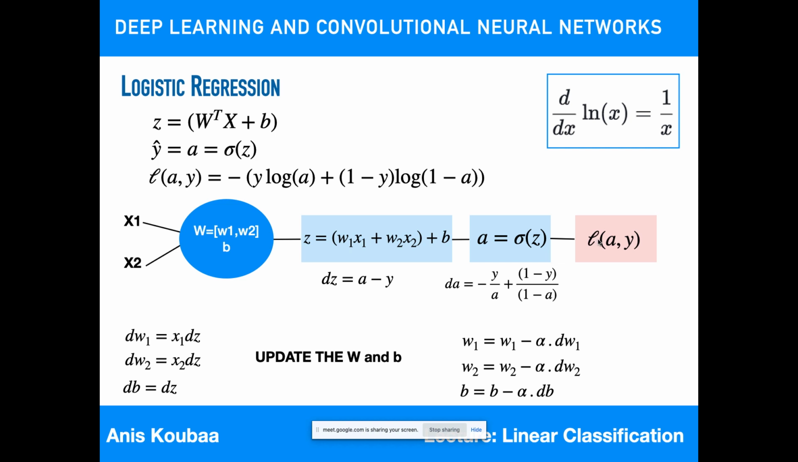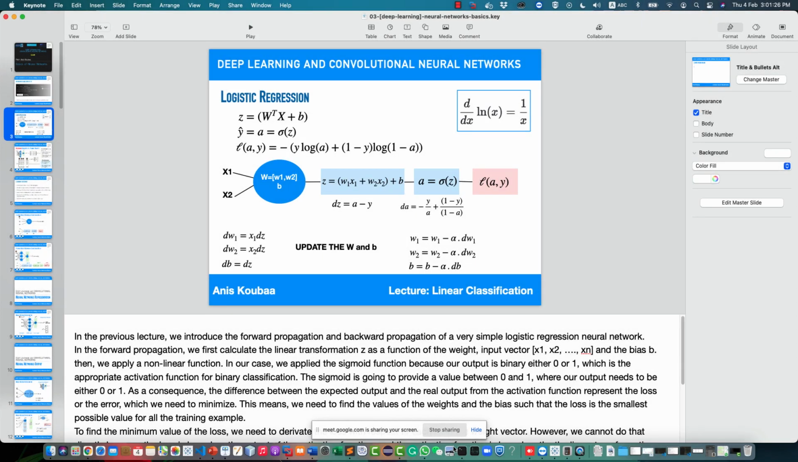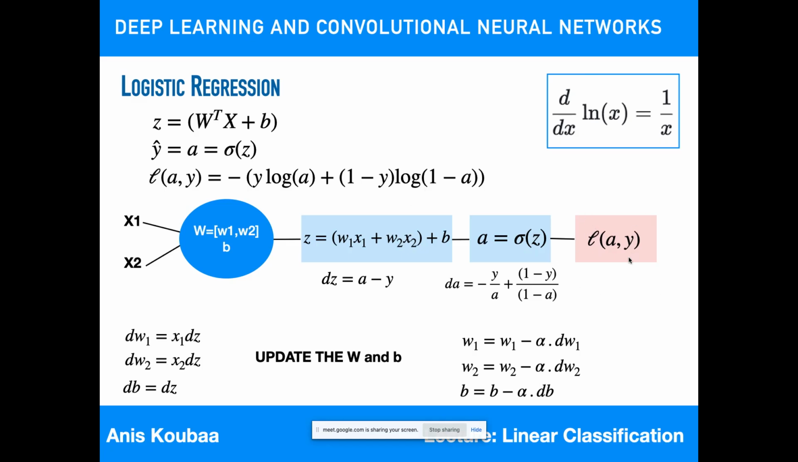The loss can be calculated in different ways. For example, it can be the absolute loss, the quadratic loss, or the cross entropy. In our computation, we used the cross entropy, and we wanted to optimize the loss with respect to W and B. For this we first had to calculate the derivative of the loss with respect to A, so we came up with this expression. Then we calculated the derivative of the loss with respect to Z, and at the end we were able to calculate the derivative of the loss with respect to W1, W2 and B, and we got the following expressions.